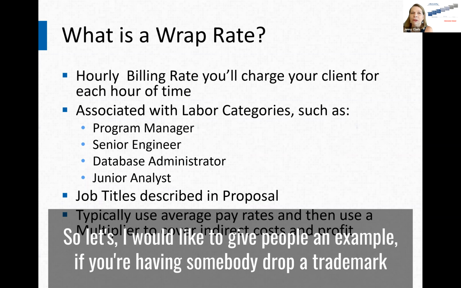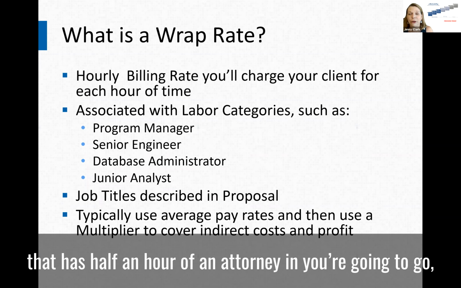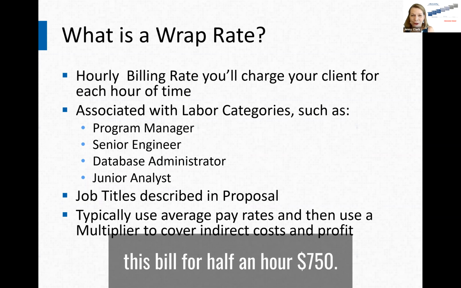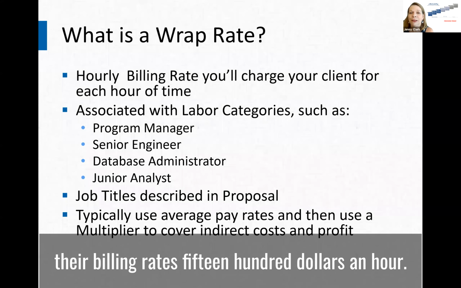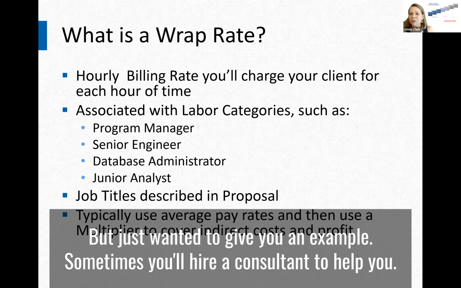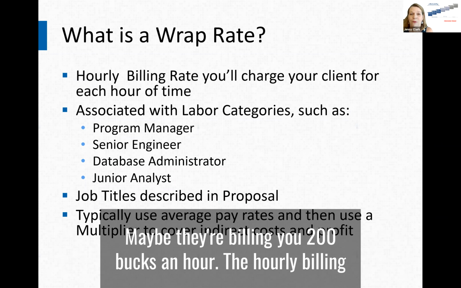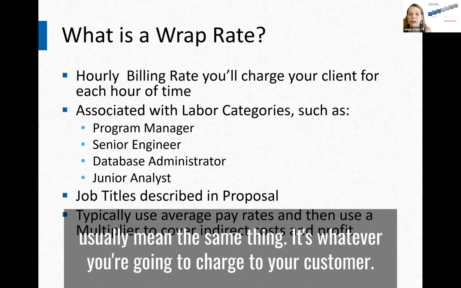So a lot of times I like to give people an example. If you're having somebody drop a trademark for you, it's a law firm, they're going to send you at the end of every month an itemized bill that has half an hour of an attorney, and you're going to go, this bill for half an hour is $750. Well, what does that mean? That means their wrap rate, their billing rate, is $1,500 an hour. Well, in government contracting your rate's not going to be that high, but I just wanted to give you an example. Sometimes you'll hire a consultant to help you. Maybe they're billing you $200 an hour. The hourly billing rate and the wrap rate usually mean the same thing. It's whatever you're going to charge to your customer.